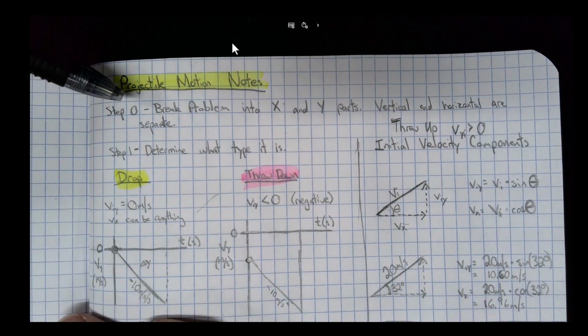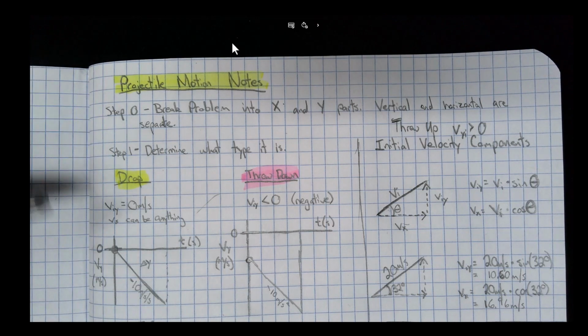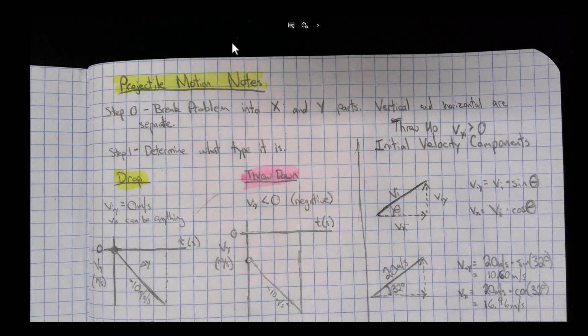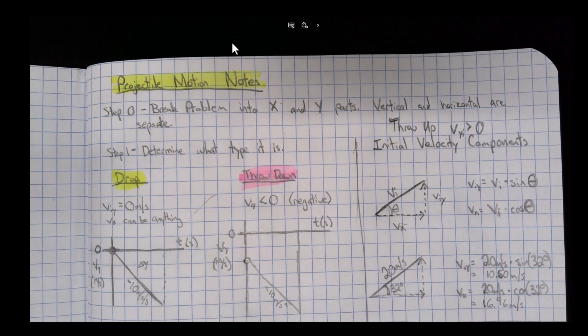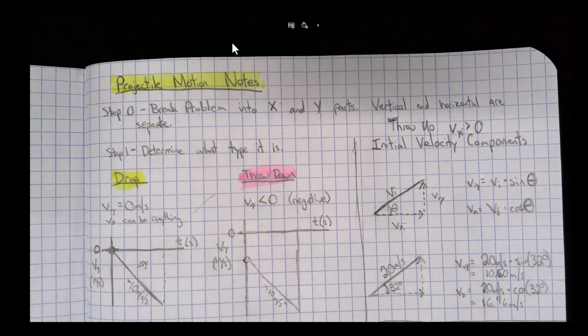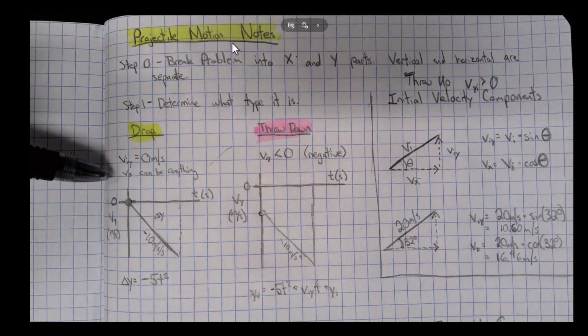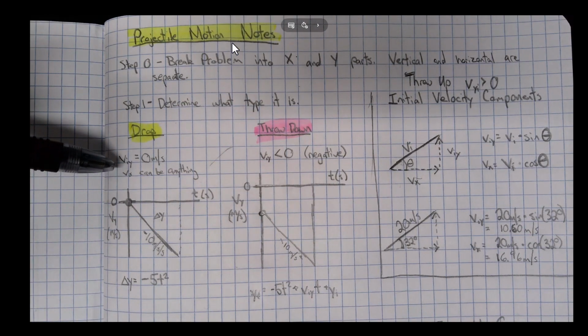Next step is to determine what type of problem it is. There are drop problems, that's one category, throwdown problems, and then there are 3 different types of throw-up problems. It's a drop problem if your initial velocity in the y direction is 0. Your horizontal velocity can be anything.